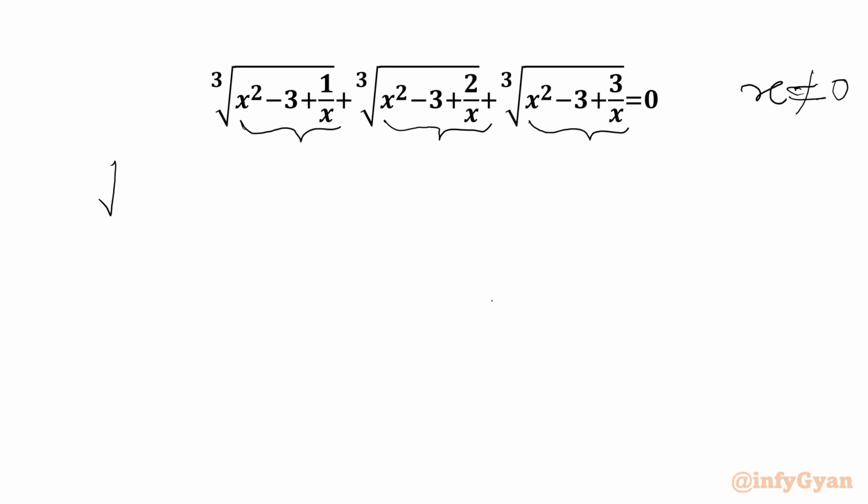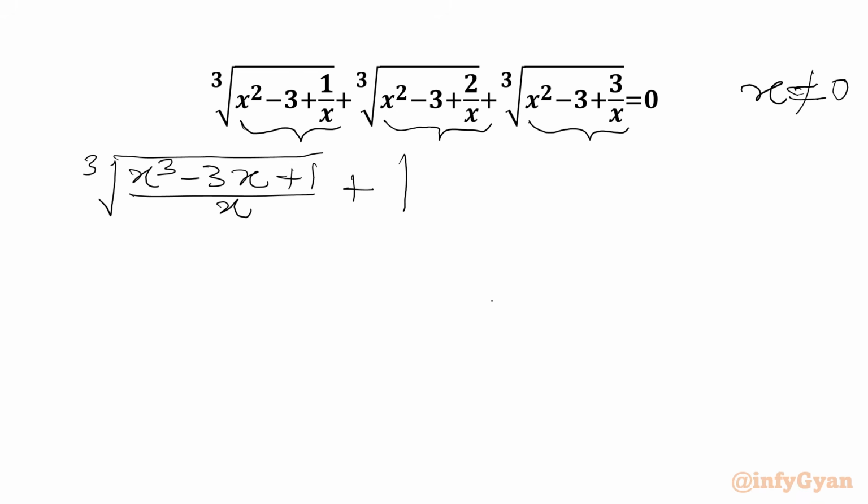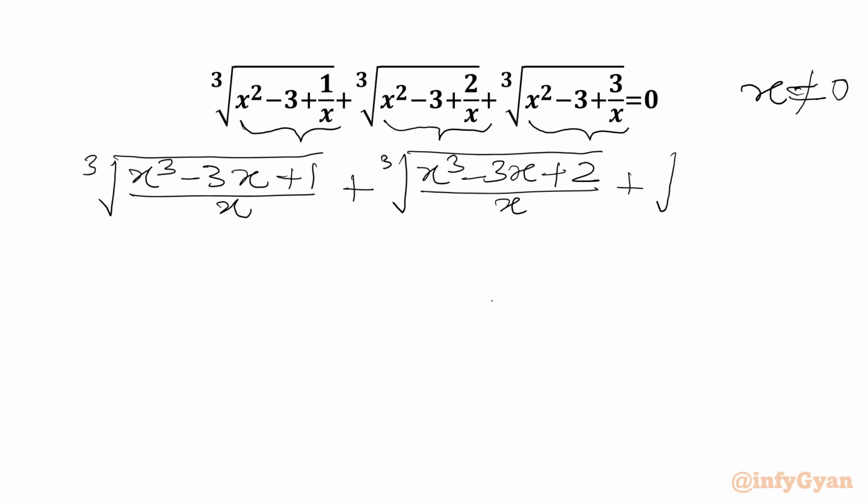We will get cube root of (x cube minus 3x plus 1) over x plus cube root of (x cube minus 3x plus 2) over x plus cube root of (x cube minus 3x plus 3) over x, and in RHS we have 0.